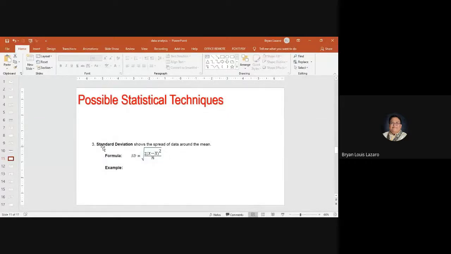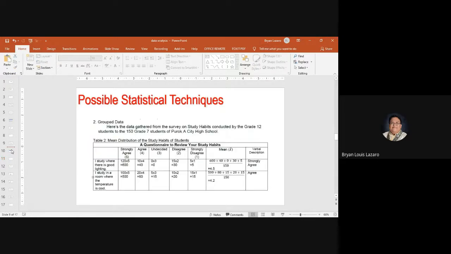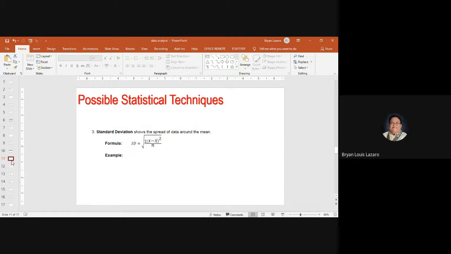Next is the standard deviation. It will tell you how spread your data around the mean. Kung gaano siya kalayo. Yes, Nadine. Sir, di ba po hindi sa 2.9, magpo-fall na po siya sa 3? Okay po. Kaya kailangan nyo ng verbal description. Kailangan nyo siyang sabihin. Okay?